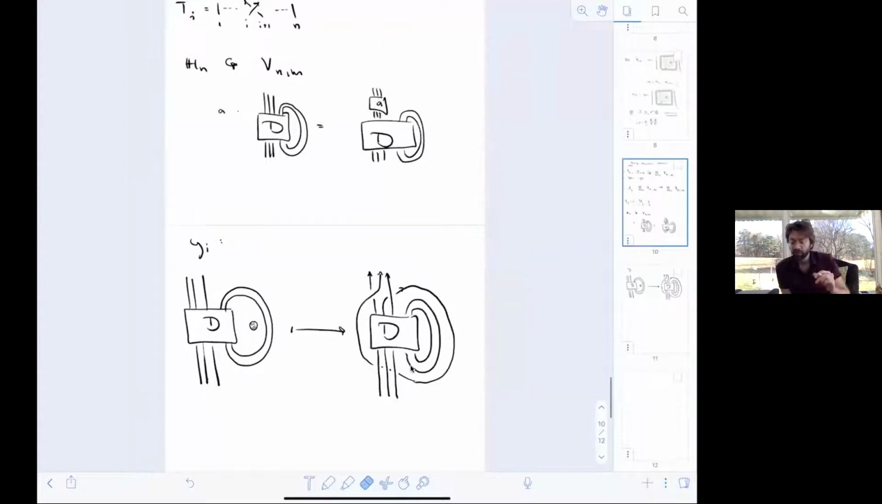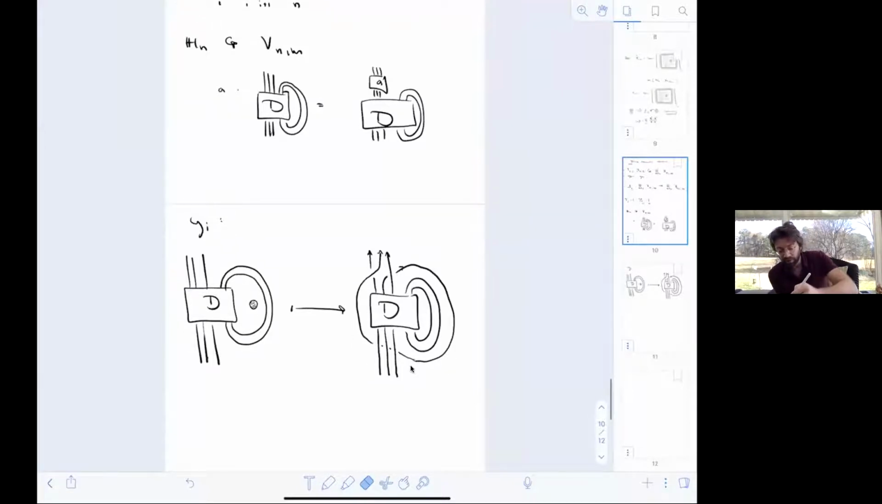Yeah, so that should be right. Okay, so yi basically grabs the ith strand, here I haven't drawn any strands, I've only drawn 3 of them, but it grabs the ith strand and winds him around the whole of the annulus and then restores him to his original position.